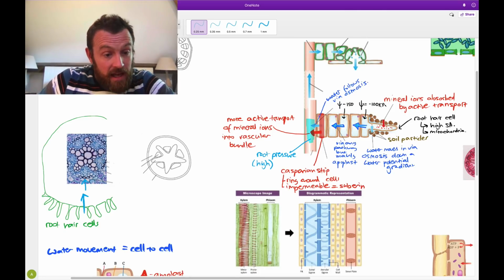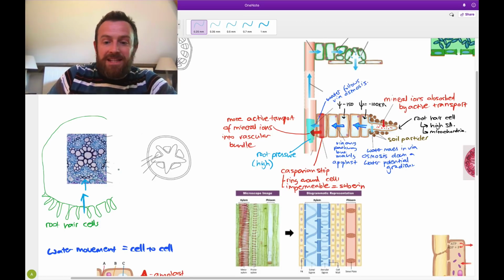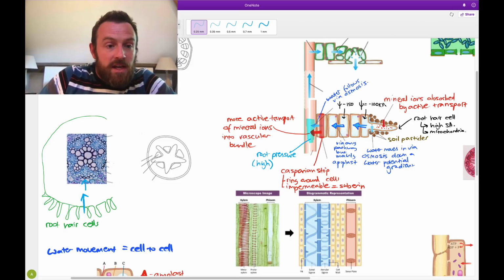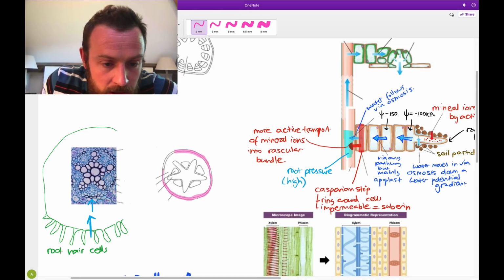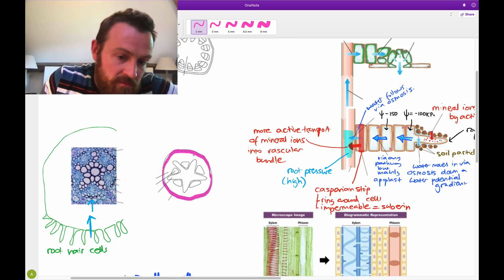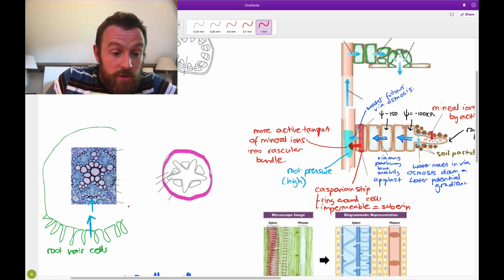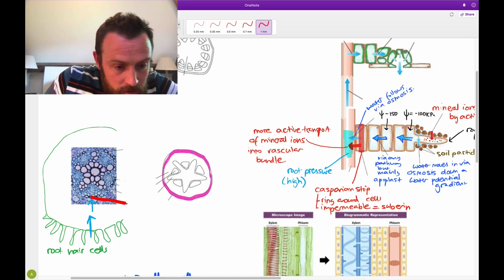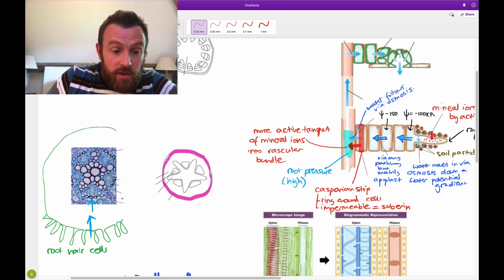Now this is the layer here where you can see this layer of cells right there. That is the layer where there is this Casparian strip. So this here is the layer of cells that contains the Casparian strip. Now we also have to give it another name. So this is the endodermis layer. So it's pointing to this layer here. Can you see? Whoops, that's a bit too big. But that is called the endodermis.